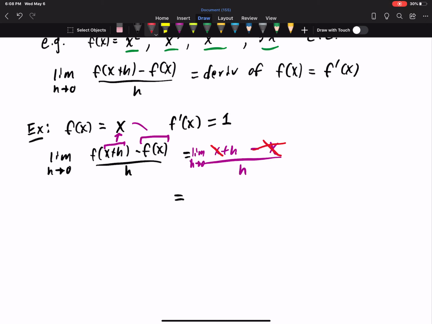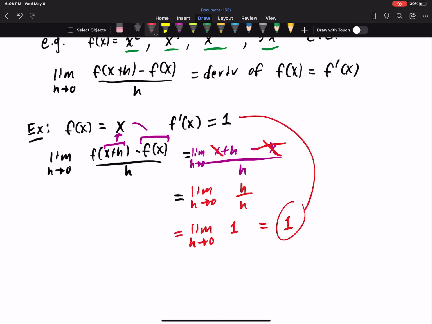This leaves us with limit as h approaches 0 of h over h. But h over h is equal to 1, so you have the limit as h approaches 0 of 1. The limit of a constant is always just that constant by limit laws, leaving you with just 1. So that confirms exactly what we got just thinking about the graph of the function x. All right? So there's that.